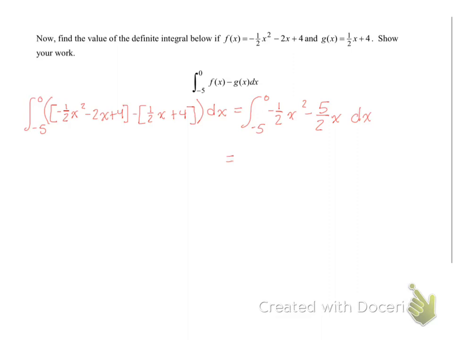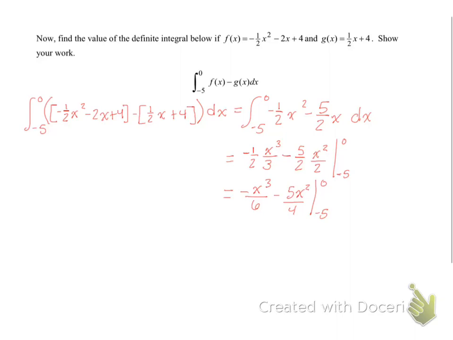We're going to have to deal with it. Okay, so if I take the antiderivative of this, I will get -1/2 x to the third over 3 minus 5/2 x squared over 2 evaluated from -5 to 0. So clean that up a little bit. I get x cubed over 6 minus 5x squared over 4 evaluated from -5 to 0.